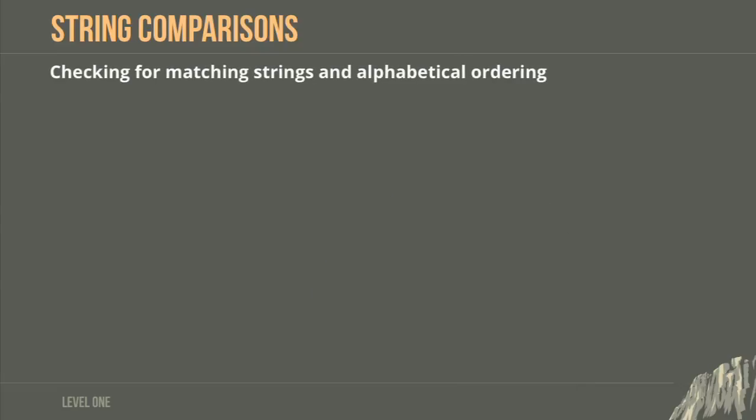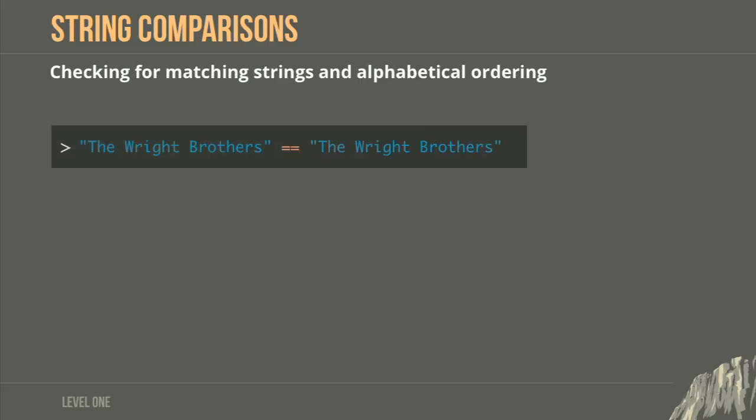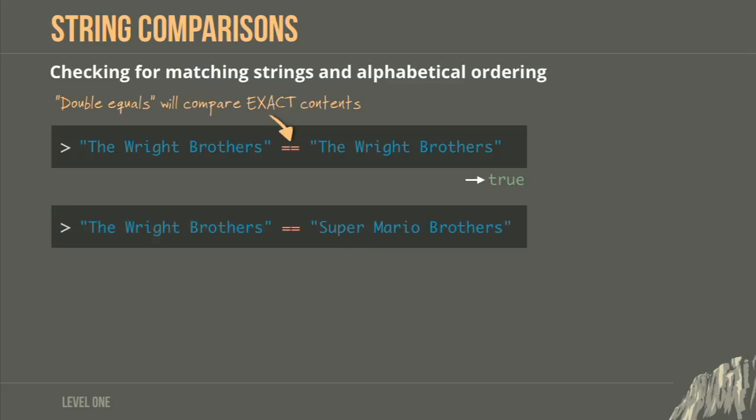Sometimes we'd like to compare strings for alphabetical ordering or for matching strings. JavaScript allows us to compare strings with specific comparators. We can use the double equal sign to compare "the Wright brothers" with "the Wright brothers," which returns a true value because those strings are exactly the same. We can see that if we use double equal on "the Wright brothers" and "Super Mario Brothers," we would get a false value because those strings are not at all the same.